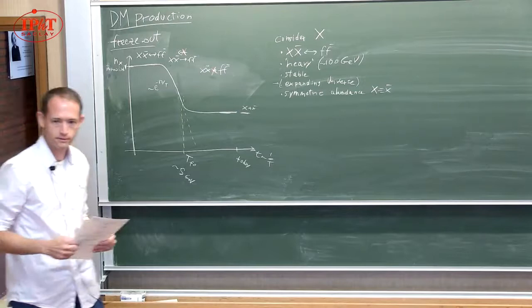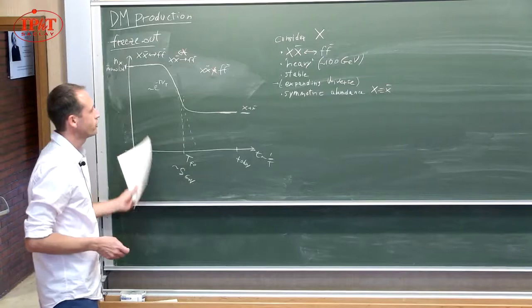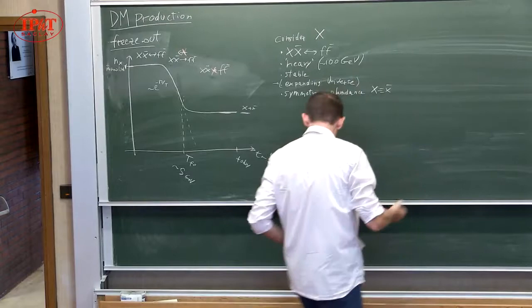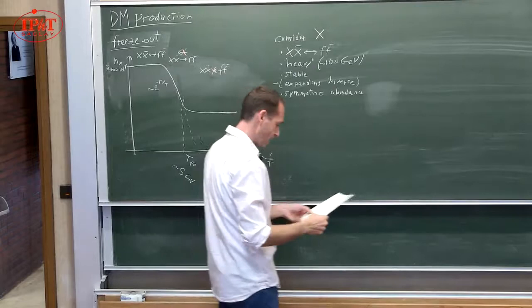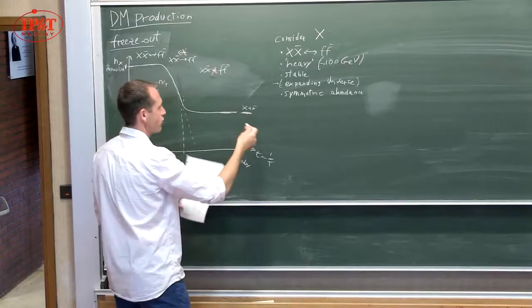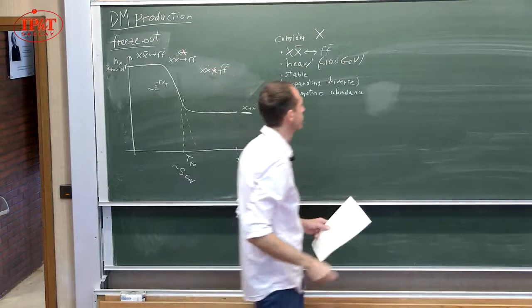Okay, then this is the cartoon. Should be pretty clear. And what I want to do now is instead to derive in some way this intuitively or say semi-analytically with some shortcuts and cheating the final answer. So how much dark matter will I get from this kind of process?